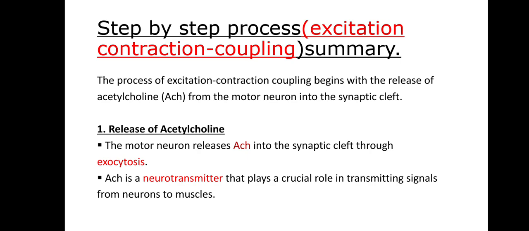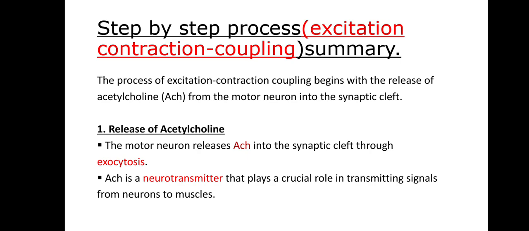Acetylcholine is a neurotransmitter that plays a crucial role in transmitting signals from neurons to muscles. This summary is how you are going to write whenever they tell you to write the process of excitation-contraction coupling. If they tell you to write it with the aid of a diagram, you are just going to draw the neuromuscular junction and label important parts like the channel, the presynaptic neuron, and then also label the muscle fiber.